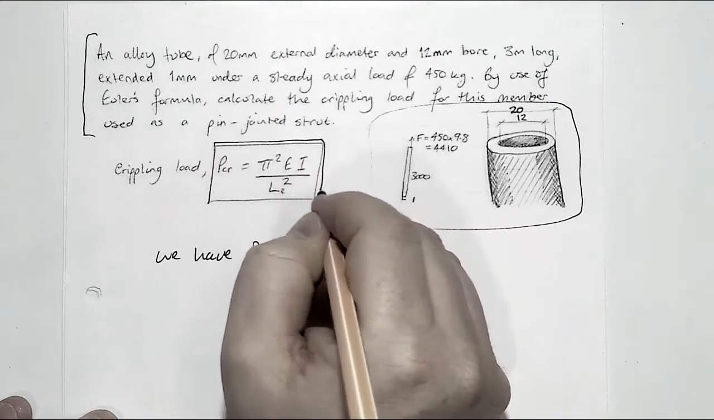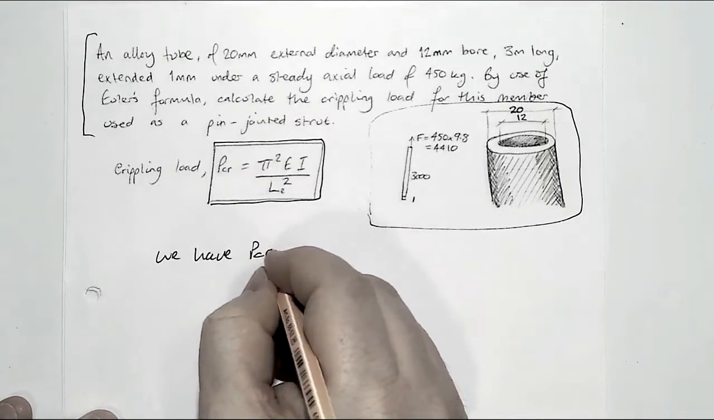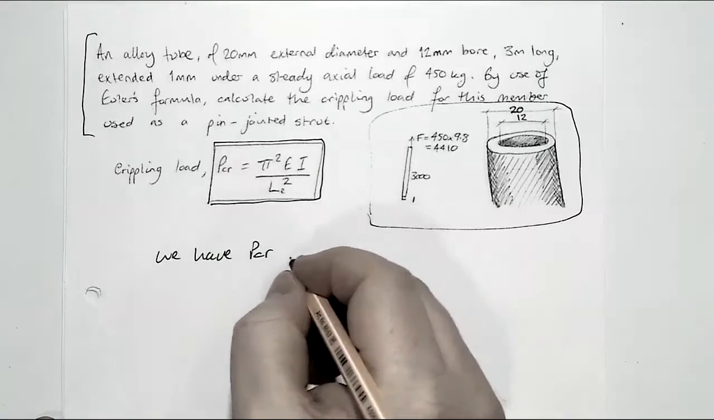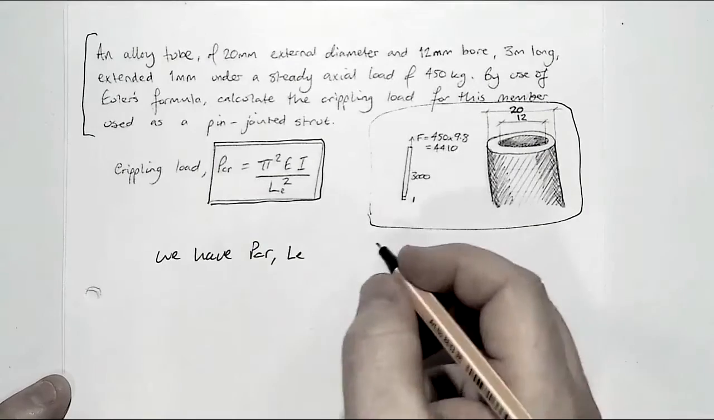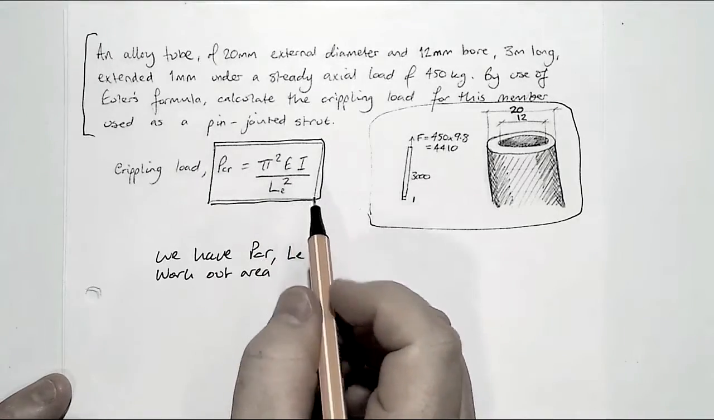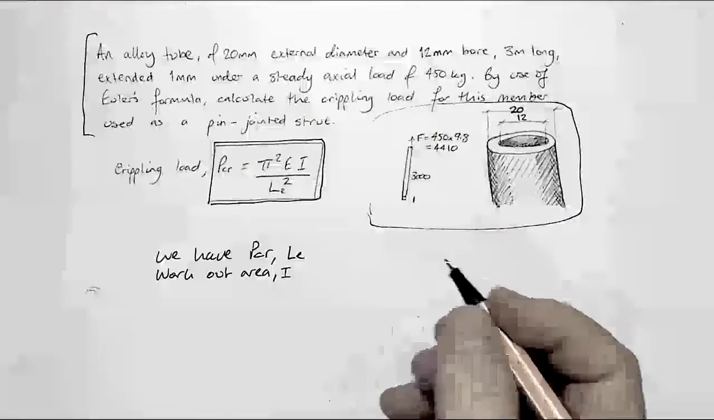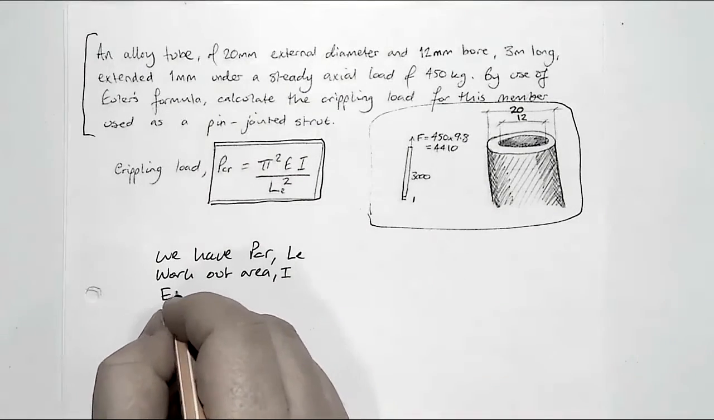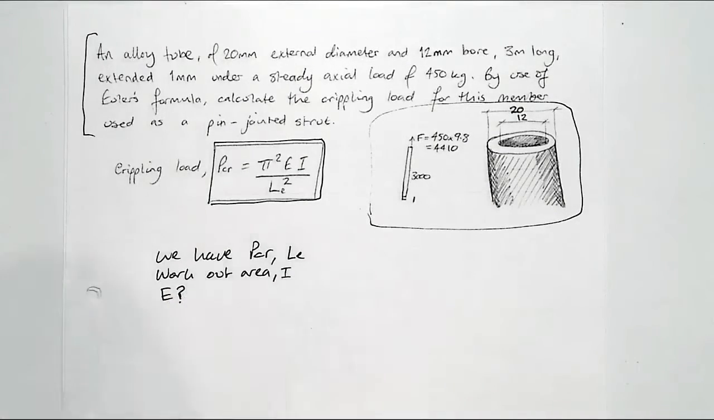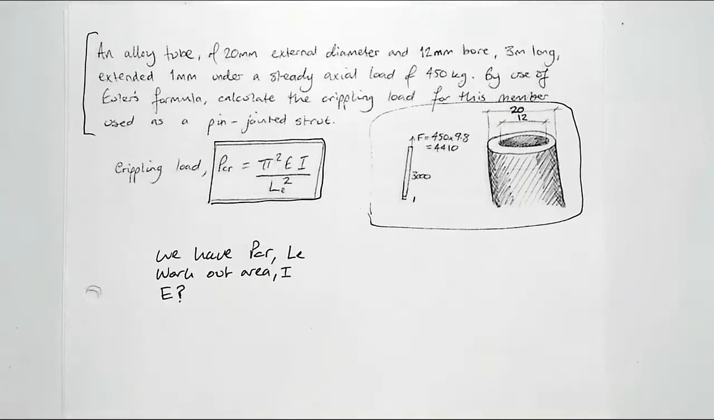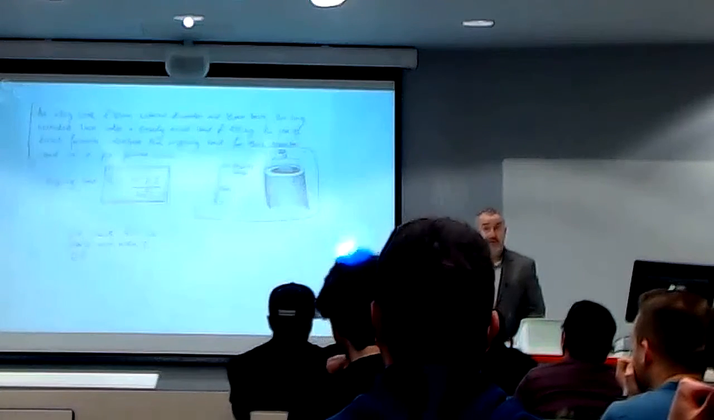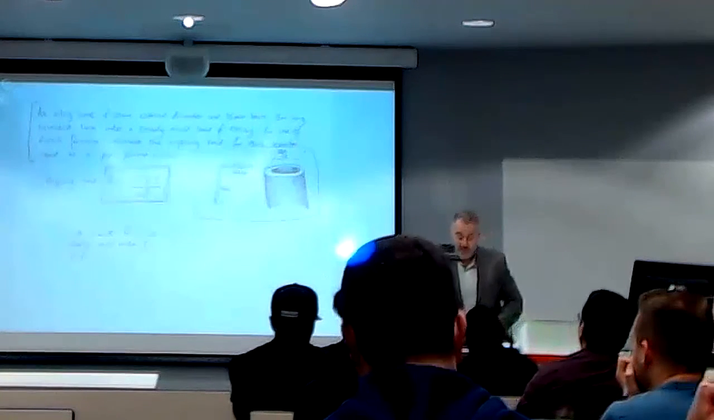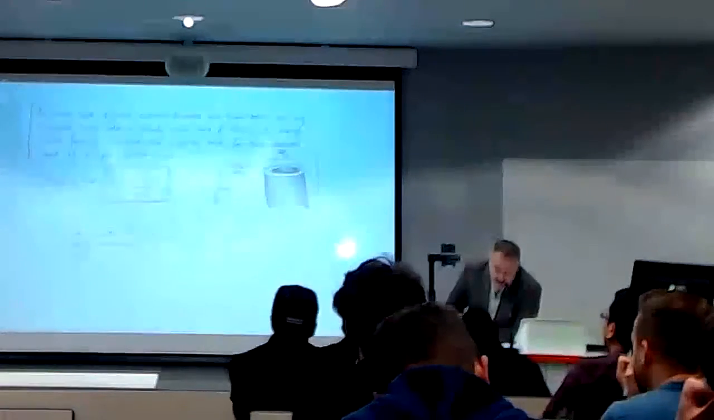in terms of this formula here, we have PCR. We also were given the length in the question. And we can work out the area, the second moment of area. We don't know what E is. If you find that you haven't got your value of E, then it's highly likely that you're going to have to be messing around with your stress and strain values to try and find out what E is.